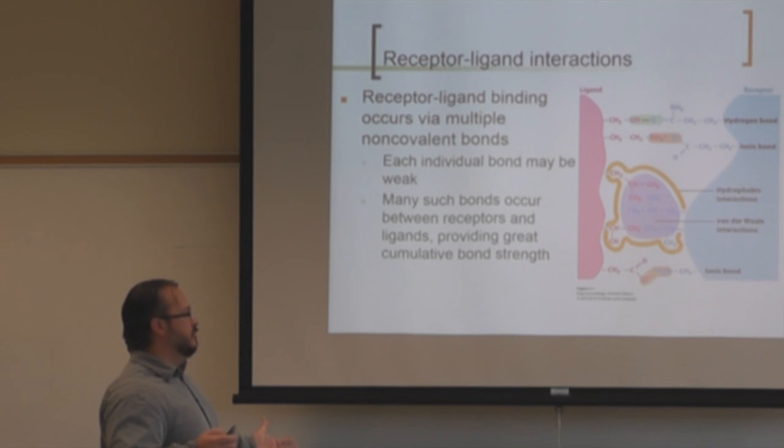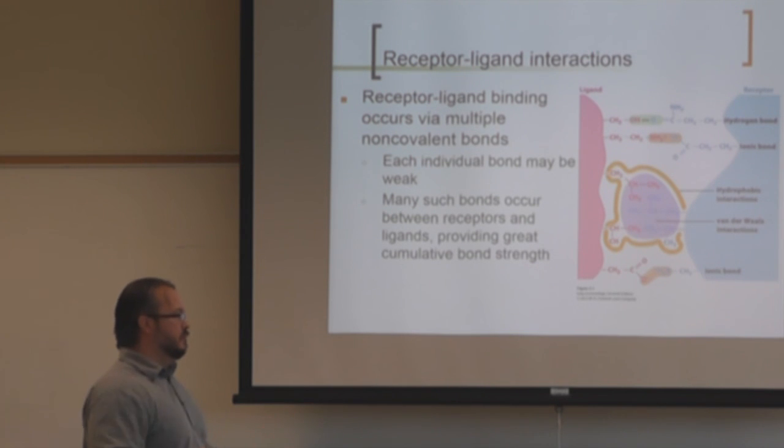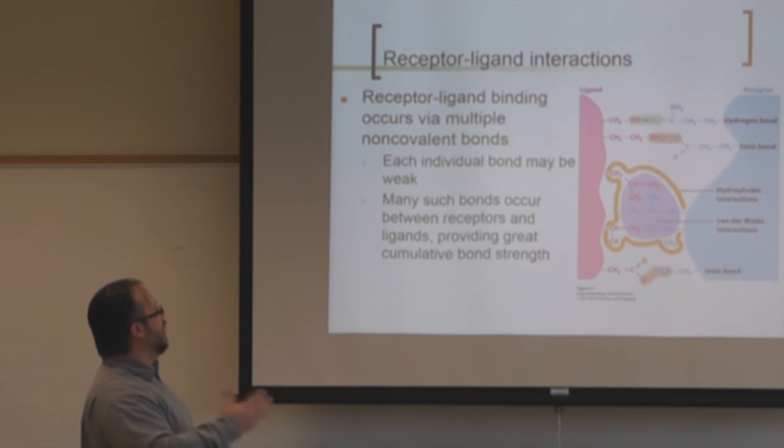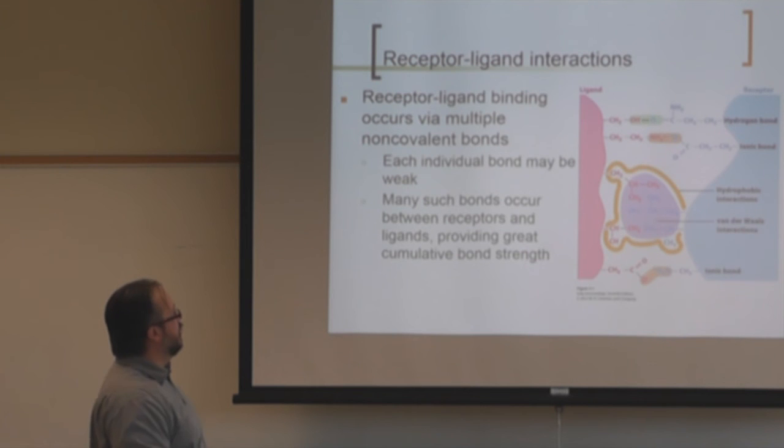So hydrogen bonds aren't as strong as covalent bonds, but if you have lots of them, they can be pretty strong. I mean, water is cohesive. For example, surface tension. It adds up and can be a pretty strong bond.